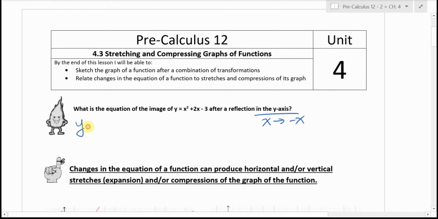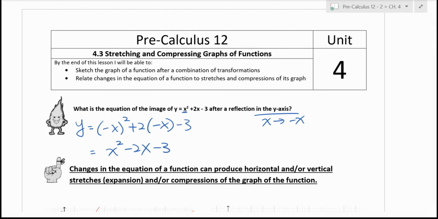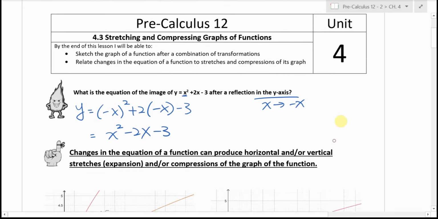So the equation of the image graph is going to be y equals, now I see x, so I'm going to replace x with negative x, so negative x squared plus 2 times negative x minus 3. If you expand this, you should get x squared minus 2x minus 3. So that's what you have to do. You're simply replacing x with negative x if there's a reflection in the y-axis.